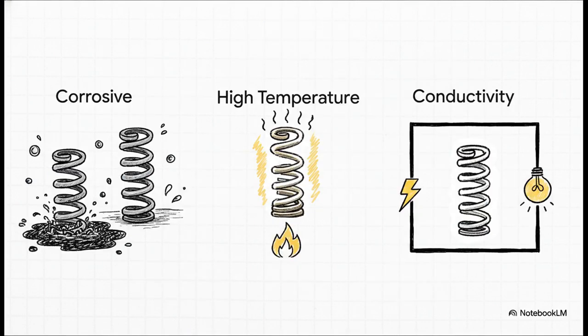So, let's say your spring is going to be in a corrosive place, maybe exposed to salt water. Well, you're going to need something like stainless steel to fight off rust. Or what if it's in a super hot engine? You'll have to reach for a superalloy like Inconel that can take the heat without losing its strength. And hey, if you need it to conduct electricity, something like beryllium copper is your go-to, because it gives you both springiness and conductivity.